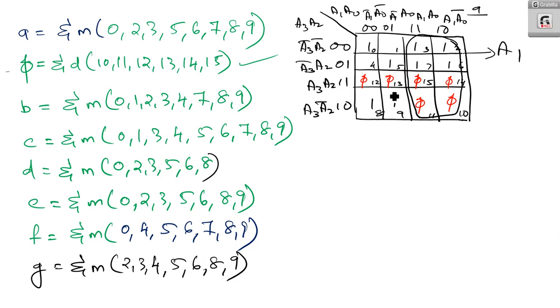Now can I take a quad? Yes, I can take a quad here to include that cell. What is common for that quad? A2 is common, and A1 bar is common. So A2 A1 bar.